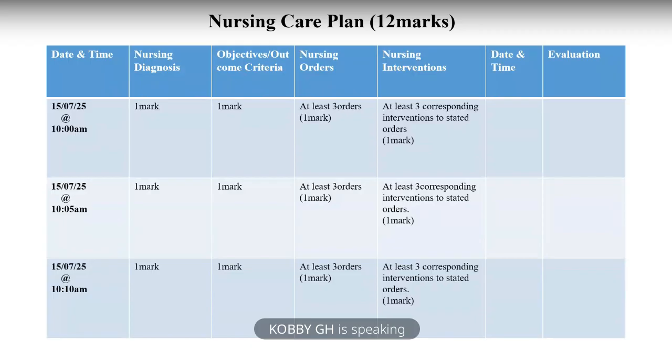Okay, good. The nursing orders and interventions, you're expected to state 3 orders. But please, all the time, try to state at least 4. So 3 orders will give you 1 mark, then you write their corresponding interventions. That will also give you 1. Is that okay? So the orders, make sure you write the orders properly.